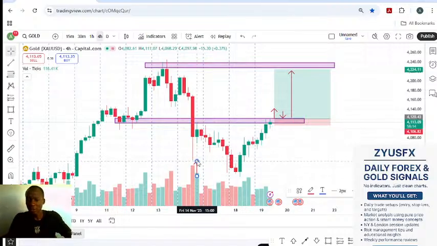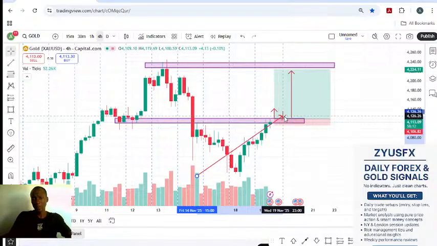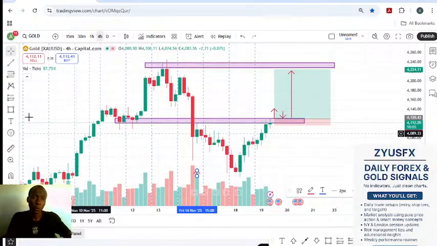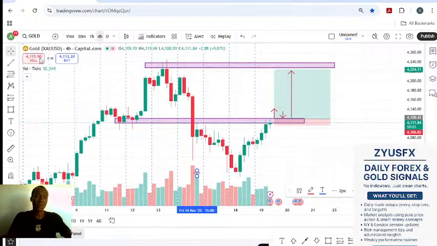So let's continue with the analysis. This is the setup I'm waiting for: clean break above, retest and continuation up. So this is the analysis for gold. Let's check on other pairs as we do.